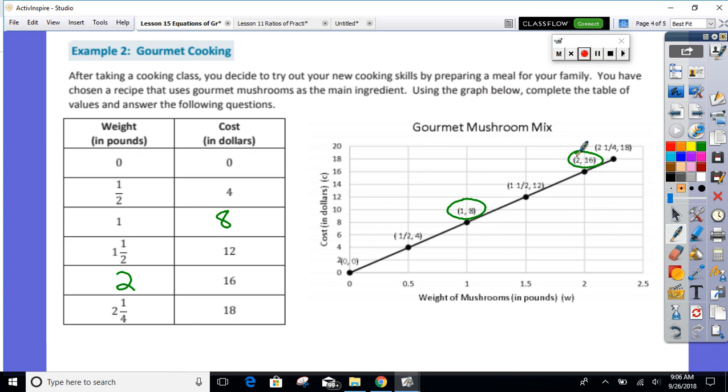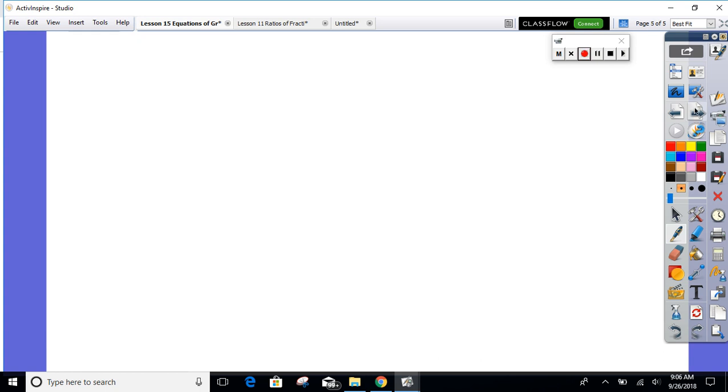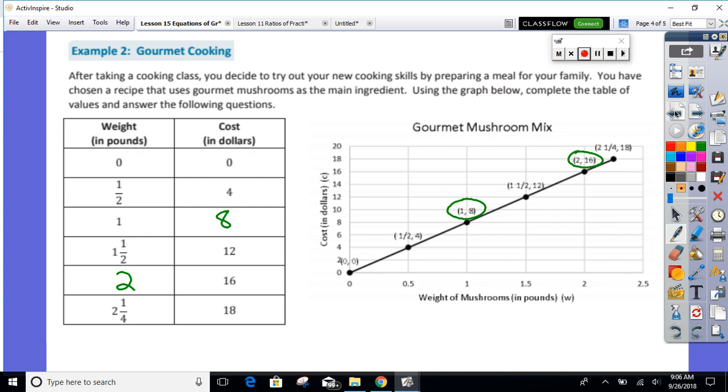Okay, what is the unit rate for cost per pound? Emily? The unit rate is $8. Good, $8 per pound. Okay. So for B, you should have $8 per pound.